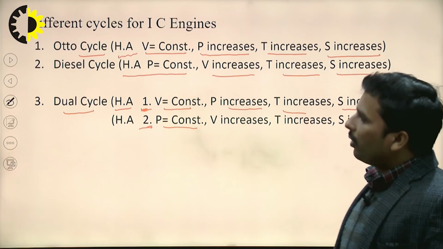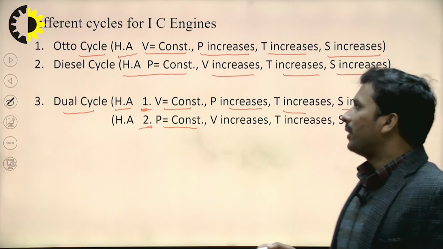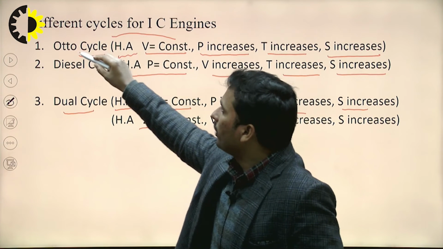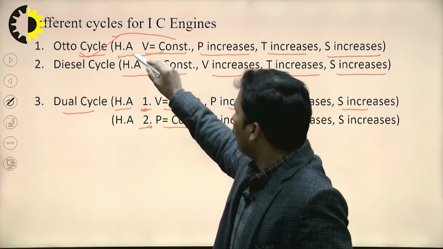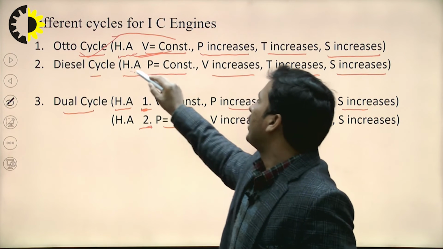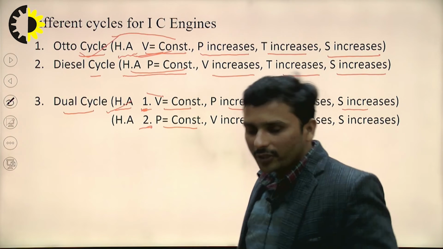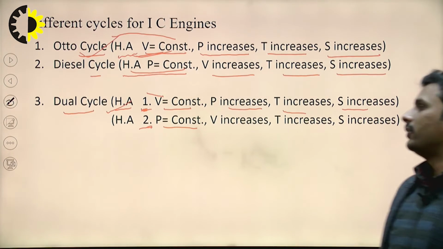So you can see from here the basic difference between these cycles is in the heat addition process. In the Otto cycle, it is constant volume heat addition. In the diesel cycle, it is constant pressure heat addition. In the dual cycle, first heat addition takes place at constant volume, then heat addition takes place at constant pressure.